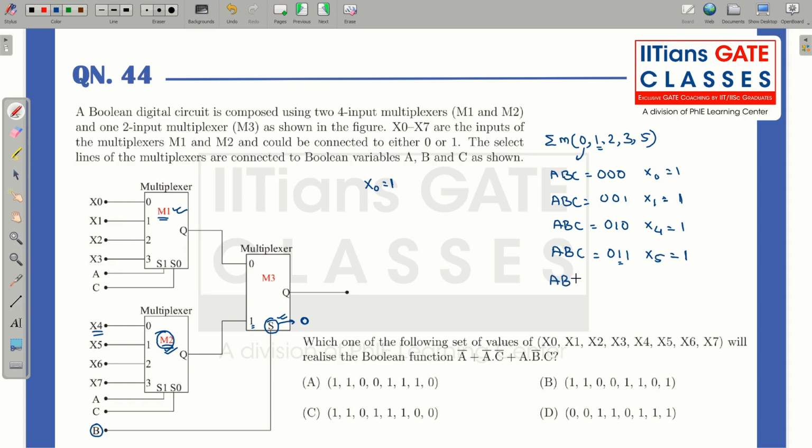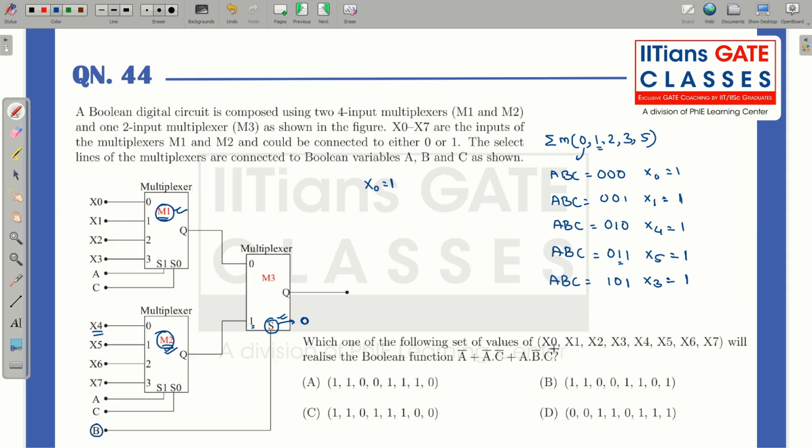Next ABC value is 5. So 1, 0, 1. Once again, you can see B value is 0. So when B value is 0, this is the selection line. So it will select M1, and which input from X0 to X3 will go? So A1, C1, that means X3 will be going to your output. So this will have to be 1.